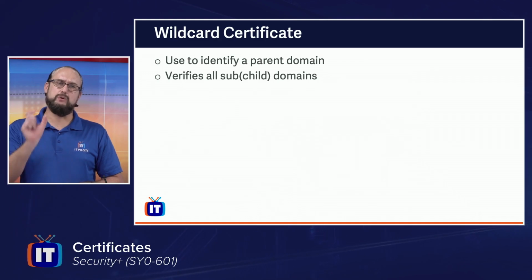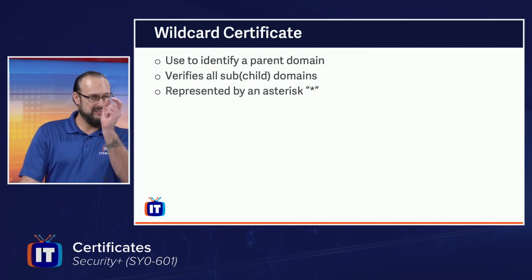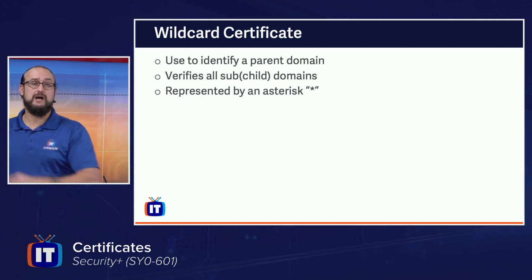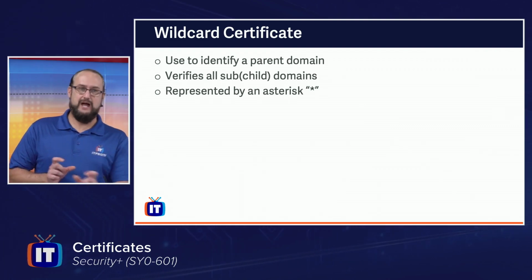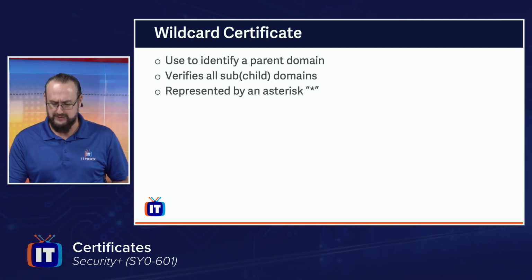If they issue a wildcard certificate, it's going to be represented at the first part of that namespace with an asterisk, and then it'll say .google.com at the end. And that just means that it's also going to be valid for east.google.com, west.google.com, and so on and so forth down the list, right?